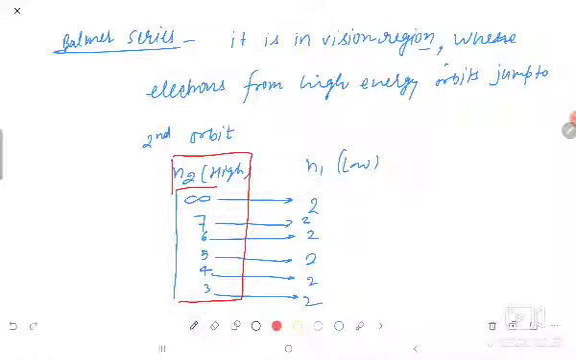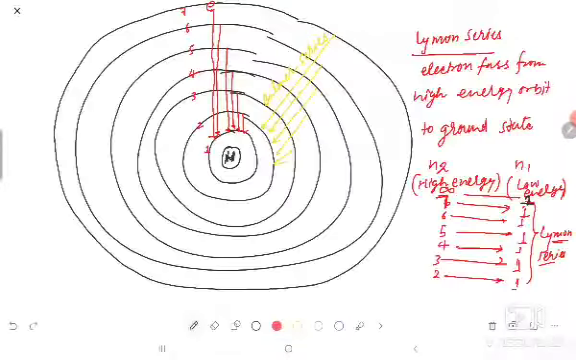So from high energy the electron is falling. Emission means loss of energy. So when the electron jumps from high energy to low energy, there will be loss of energy, then it will fall. Yes, N2 means high energy orbit.